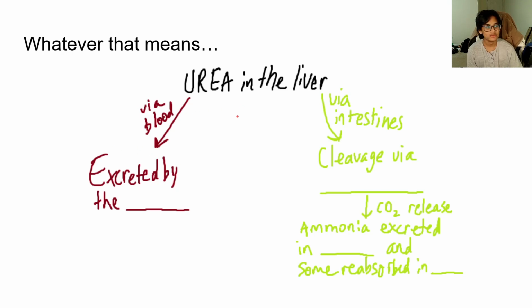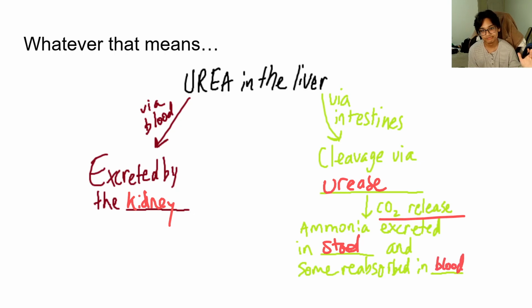So, urea in the liver, when you break it down, it can go through the blood or the intestines. When it goes through the blood, it's excreted by the kidney because we know the kidney does all the filtration. And when it goes through the intestines, there's cleavage done to it via urease. CO2 gets released, and this is in the slides. The ammonia gets excreted in stool and also reabsorbed in blood. That's all we need to know.